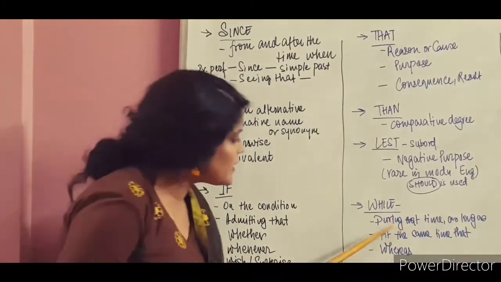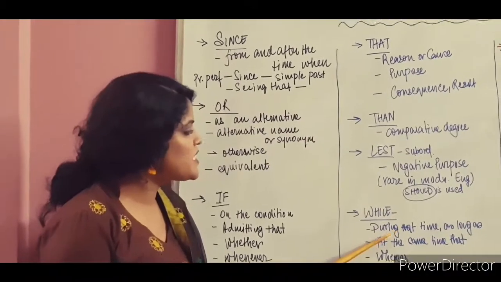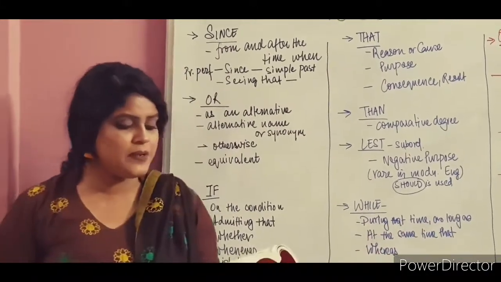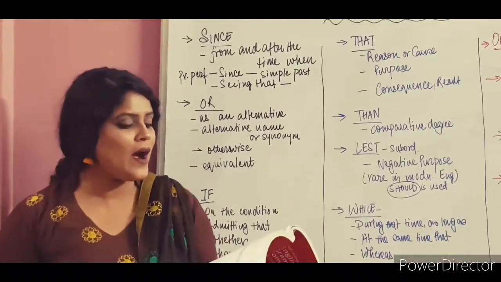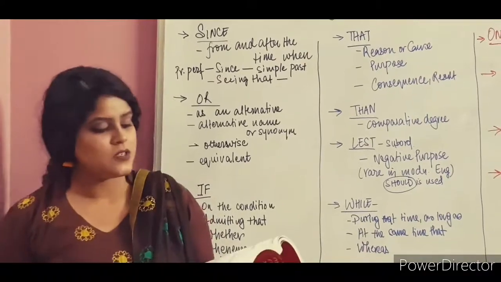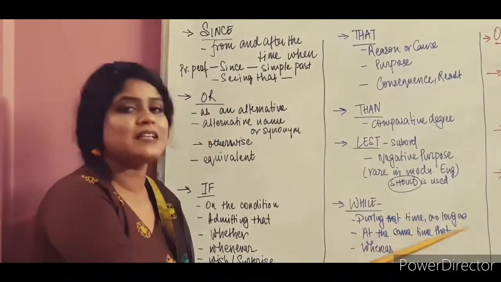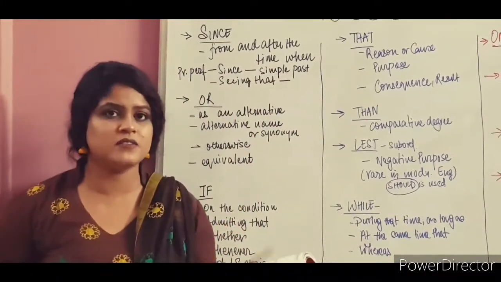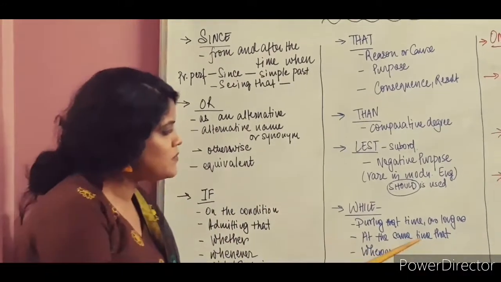Okay, now the next one that we have, while. While is used to express during that time, as long as. For example, while he was sleeping, an enemy sowed tares. While there is life, there is hope. So it is showing the duration of the time, as long as the activity had gone on, this had happened. Another activity took place. Okay. Or at the same time.